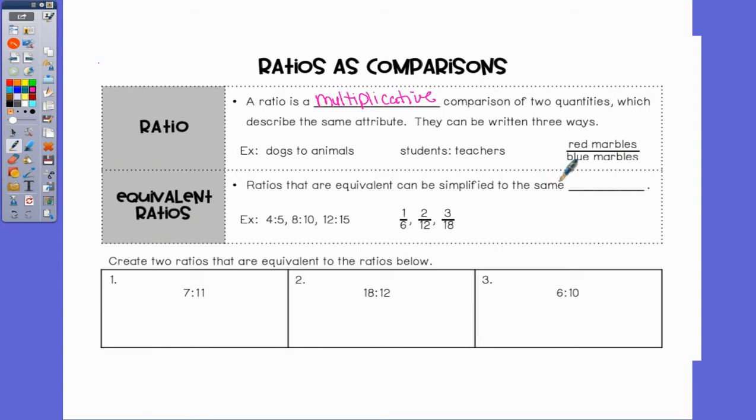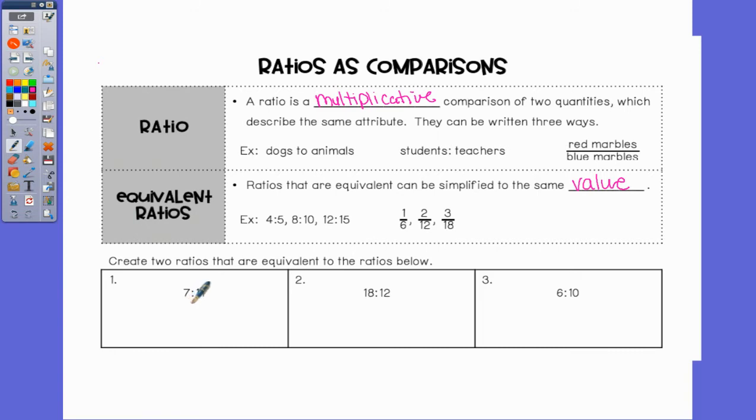Ratios that are equivalent can be simplified to the same value. For example, 4 to 5, 8 to 10, 12 to 15, all can be divided back to 4 to 5. 1 to 6, 2 to 12, 3 to 18, all can be divided back to that 1 to 6. So I'm going to show you how to create equivalent ratios.